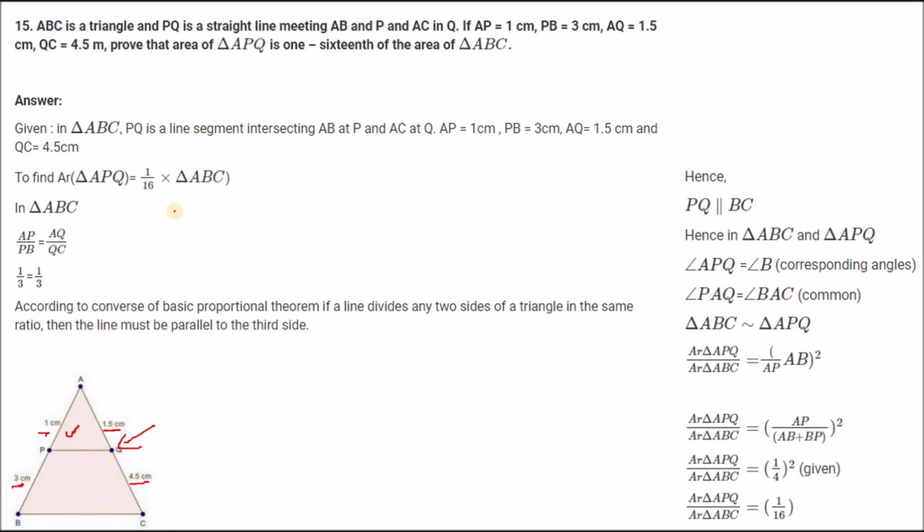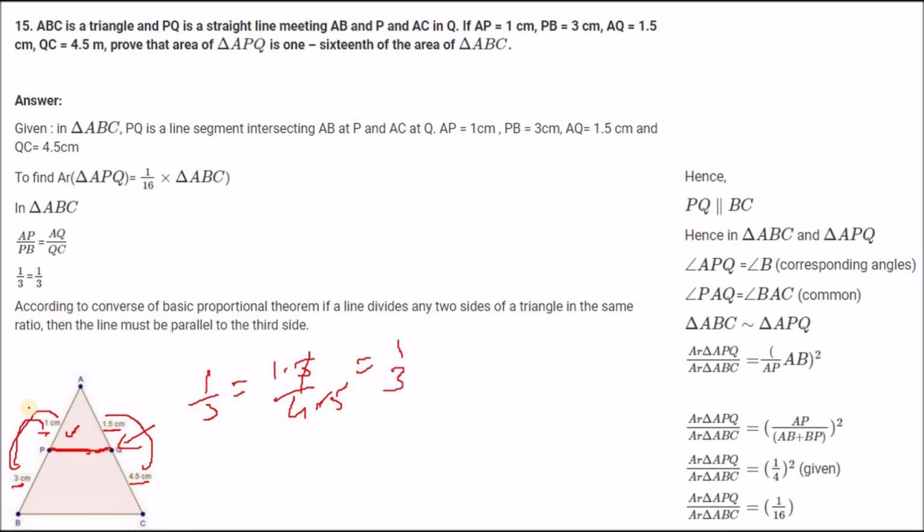So first of all, let us see whether this line is parallel to this line or not. If this is parallel, then we can take the ratio of these two sides and find out whether this line is parallel or not. So this is 1, this is 3, so 1 by 3, because P is dividing AB and Q is dividing AC. This line will be parallel to the base when the ratio of this side is equal to the ratio of this side. Let us see, 1.5 by 4.5 is 1 by 3 only. So when the ratios are equal, this line is parallel to BC.